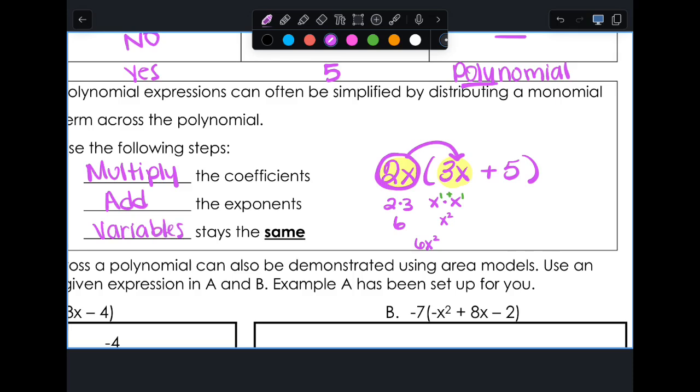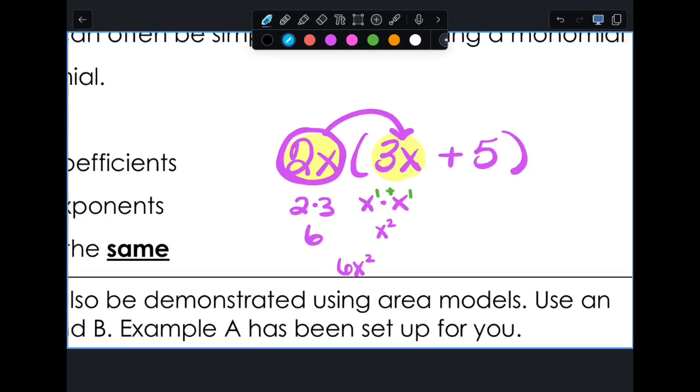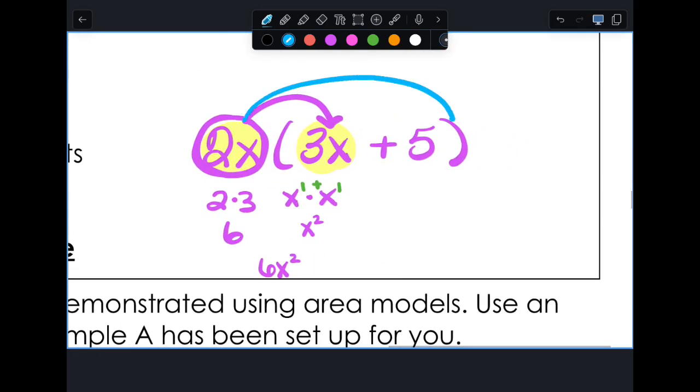The second thing that you would multiply in this example would be the 2x to the 5. So 2 times 5 is 10. The 2 has an x, but 5 doesn't. So what would you do with that x? Just bring it down. So your final expression would be 6x squared plus 10x.